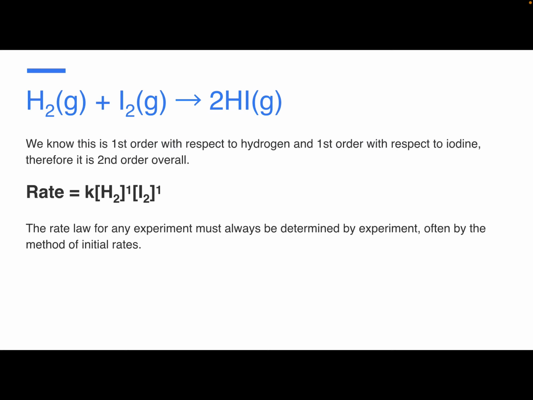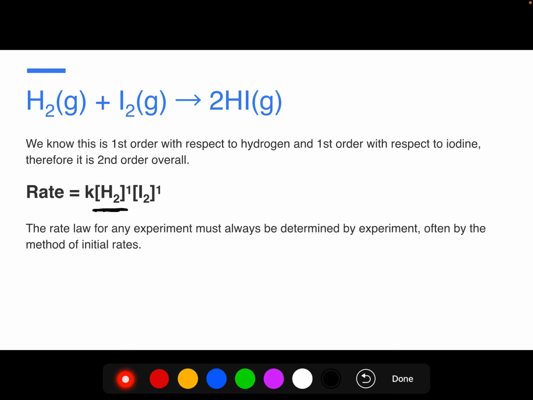So in this case, you have first order with respect to hydrogen, first order with respect to iodine, and then second order overall. And that's really all there is to it.